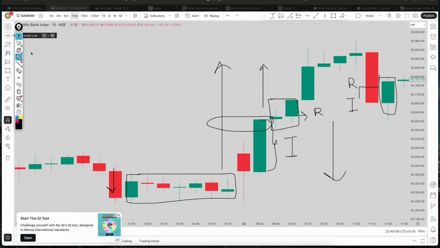We'll meet again with a new concept, and we'll see how we can make use of these big institution candles, and how to plan trades according to the charts or the patterns which we see on the charting tool.